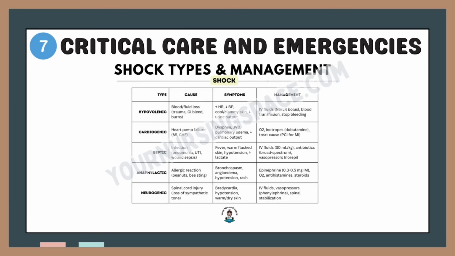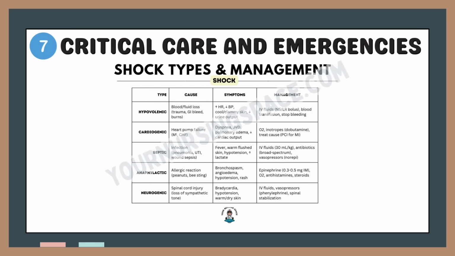All right, let's dive into shock types. They're big on the test. Hypovolemic shock from bleeding or burns shows tachycardia, low blood pressure, and cold, clammy skin. Bolus 1 to 2 liters of normal saline. And if hemoglobin's below 7, transfuse blood.